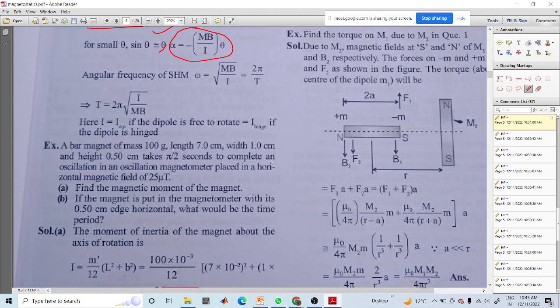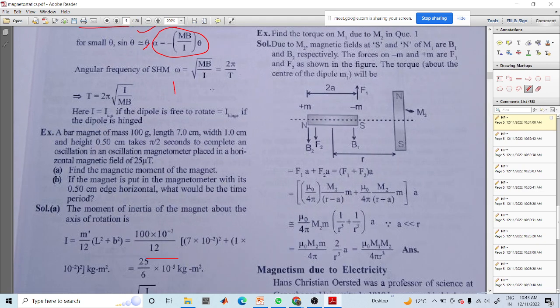Read this a bit. A bar magnet of mass 100 gram, length 7 centimeter, width 1 centimeter, height 0.50 centimeter, and it takes pi by 2 seconds to complete an oscillation.